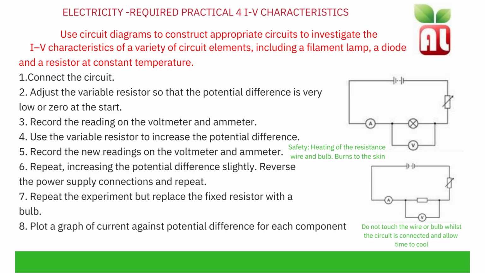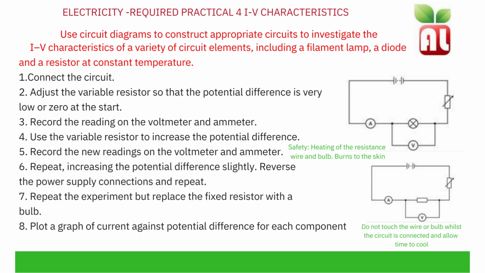Connect a series circuit. A series circuit is one with a single loop. Adjust the variable resistor so that the potential difference is very low or zero at the start. A variable resistor is used so that we can either change or keep constant the potential difference. Record the reading on the voltmeter and the ammeter. The voltmeter will be connected in parallel across the component you are investigating.